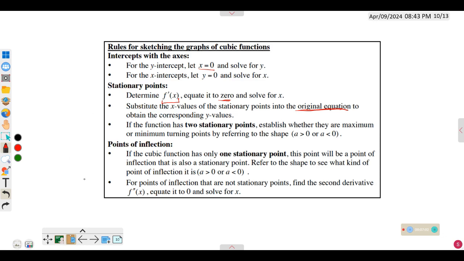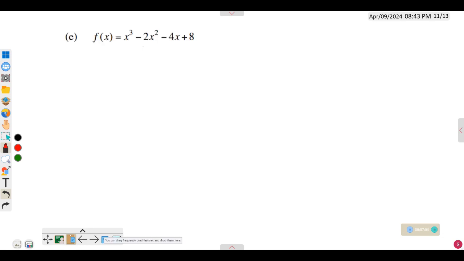Okay, so now let us go ahead and sketch one graph. Given this graph right here, f of x is equal to x cubed minus 2x squared minus 4x plus 8. First of all, we said we are going to comment on the sign of a. As you can see, a is 1, the coefficient of x cubed. So a is greater than 0, and since a is greater than 0, we are expecting the graph to take that shape right there, which is an increasing function.